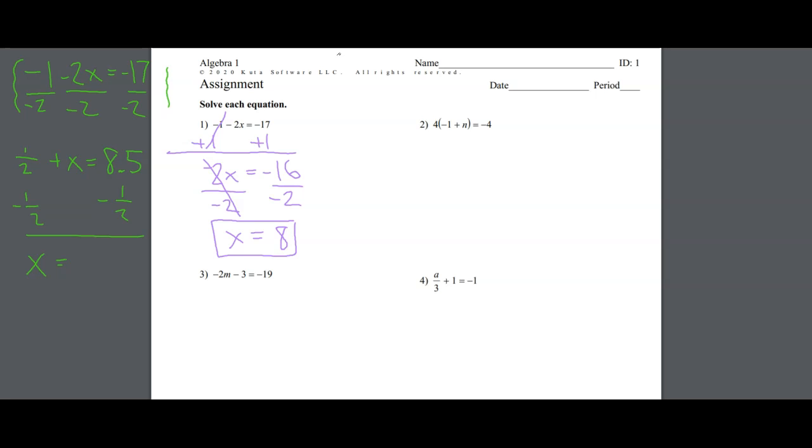That would give me x is equal to, now I've got to add a decimal with a fraction, so I could convert one to the other. So I get 8.5 minus 0.5, and I get x is equal to 8. So we got the same answer even though we did our inverse operations in the opposite order as the purple, right? So the purple over here, I added 1 to both sides first, and then I divided by -2. In my green example, I divided by -2 first, and then I moved the 1/2 to the other side.